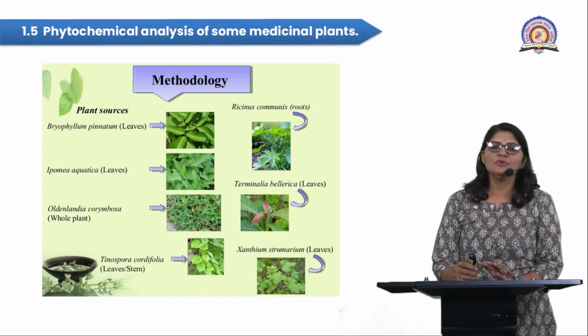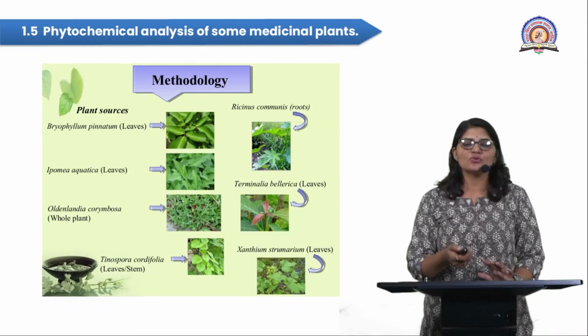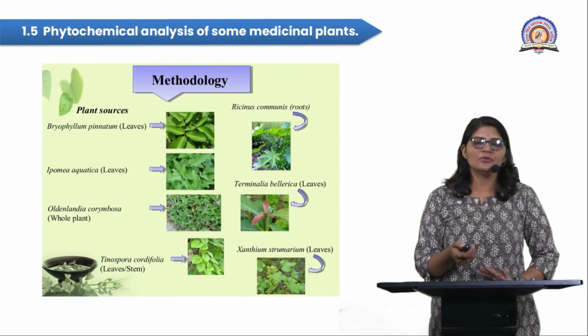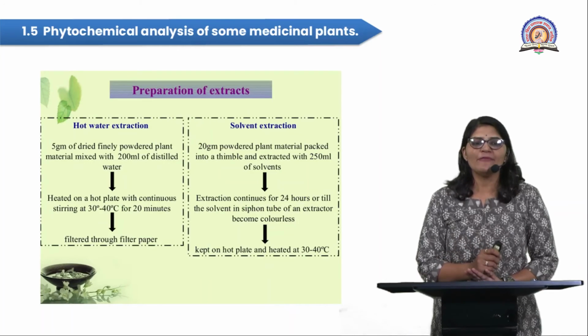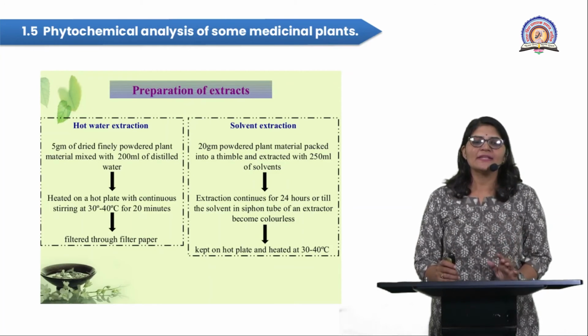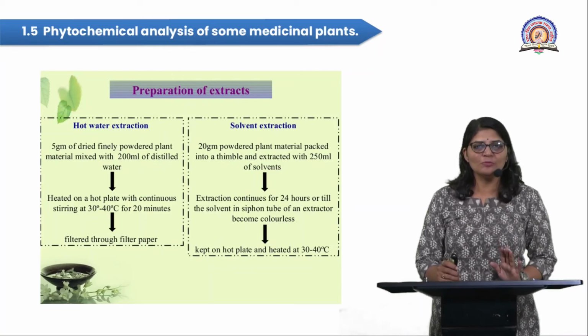These leaves, root, and stem are all taken as a source for the crude, as a medicinal plant source part. Then the preparation of extract. There are two methods: hot water extract and solvent extract.